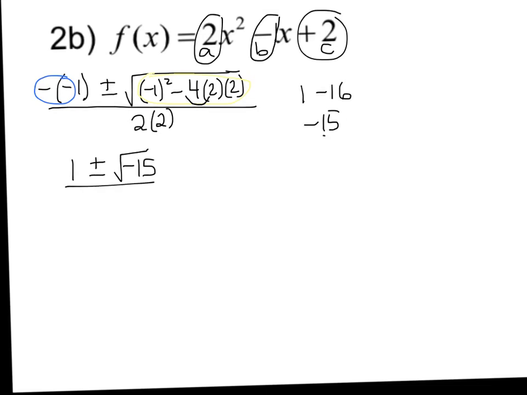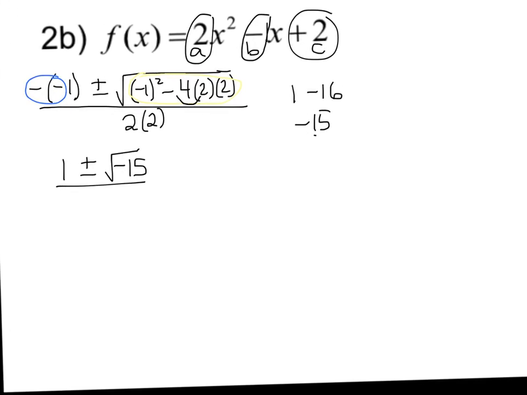And all of that is over 2 times 2, which is 4. So I know I'm not going to be able to add 1 plus the square root of negative 15, so I'm just going to separate it into the 2 different parts. 1 over 4, I'll see if we can simplify that, plus or minus the square root of negative 15 over 4. Forgot my negative sign, negative 15 over 4, and now let's see what we can do.